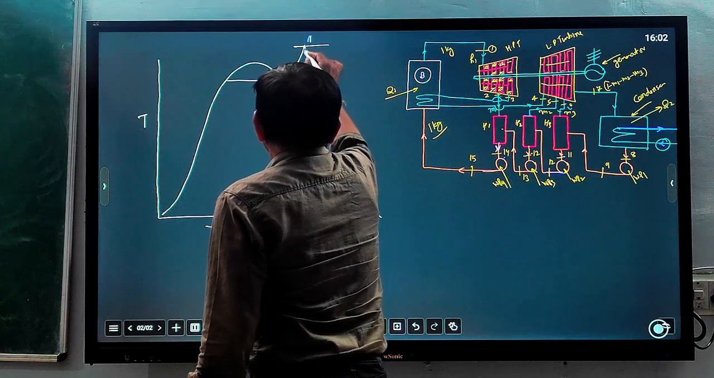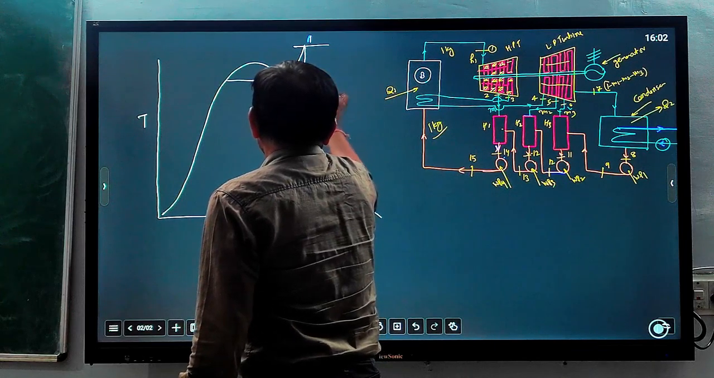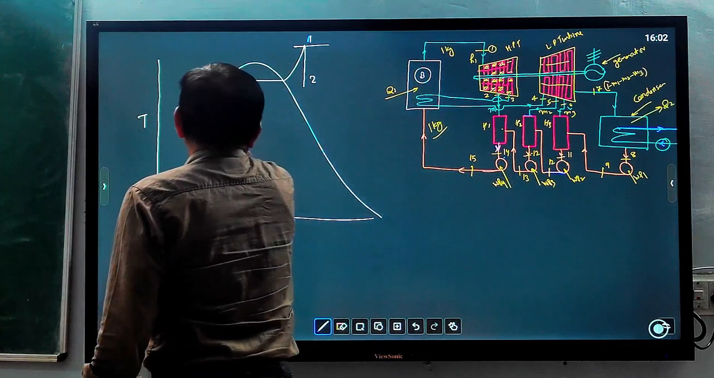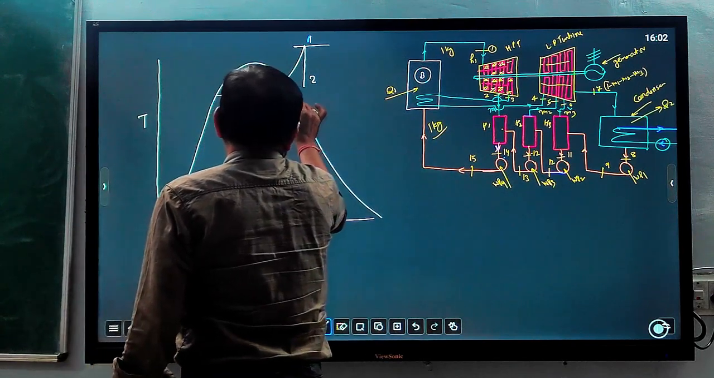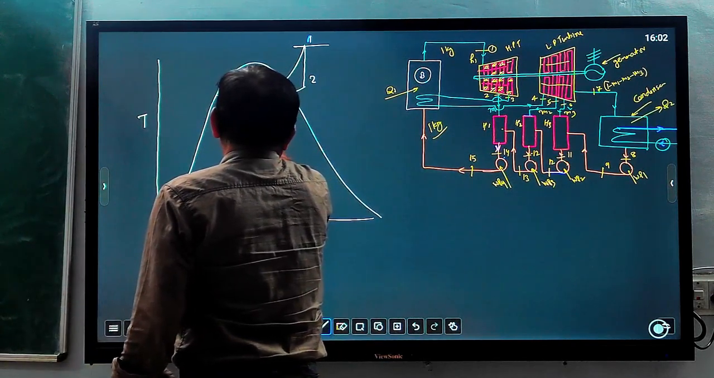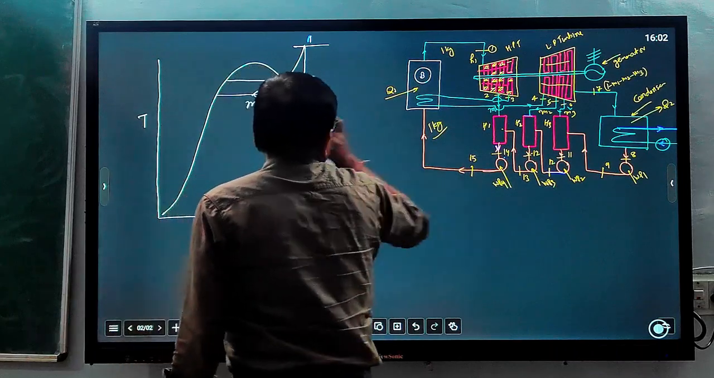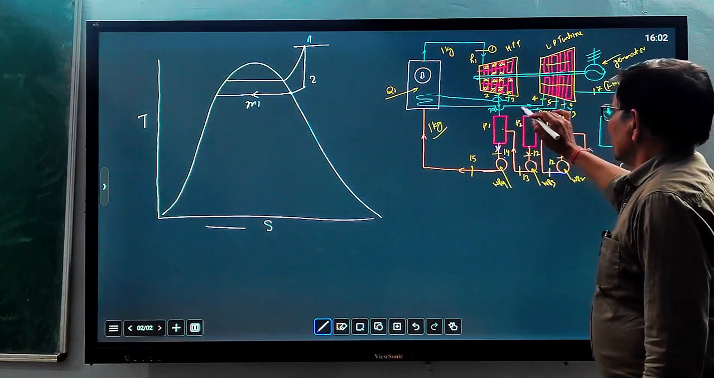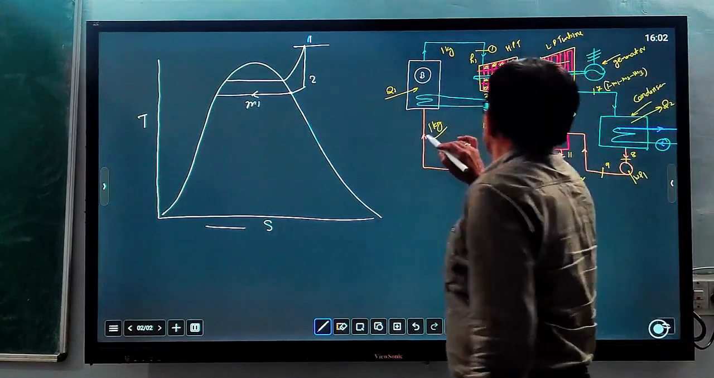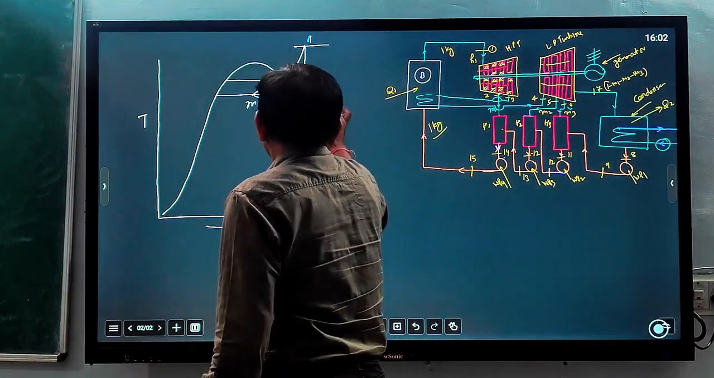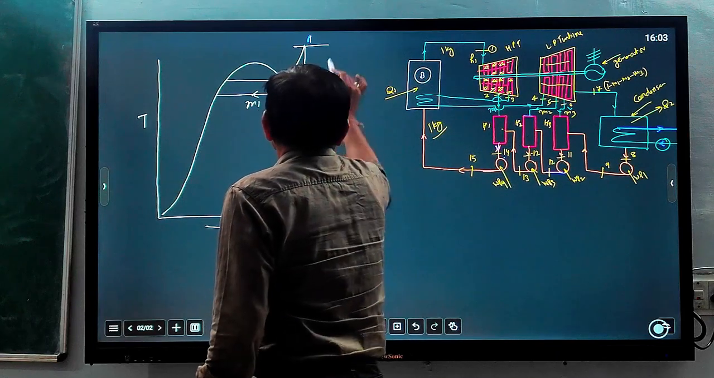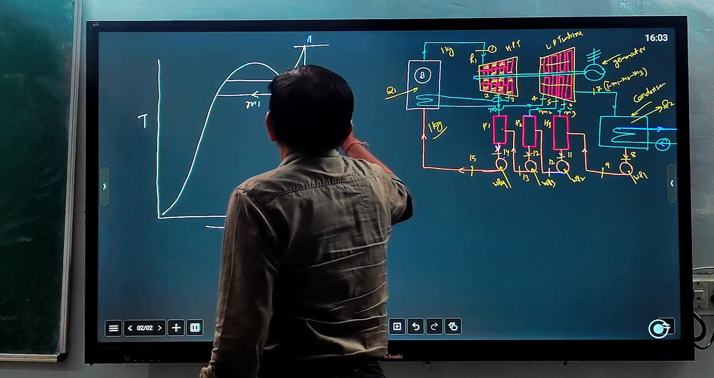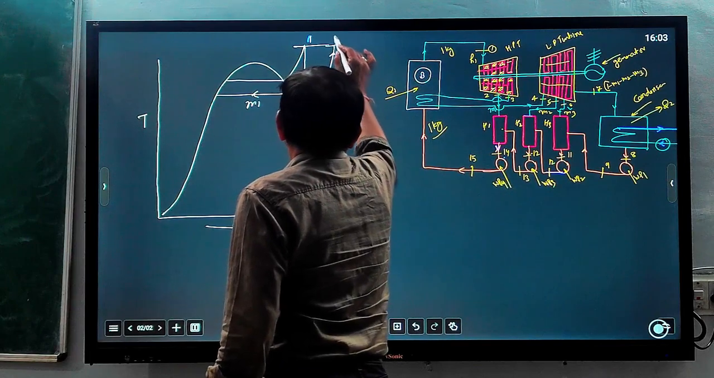state 1 will expand up to state 2. This is state 2. Here quantity M1 is taken, and from 2 to 3, 1 minus M1 will flow. This is 3. So at 3 it is reheated, 3 to 4.